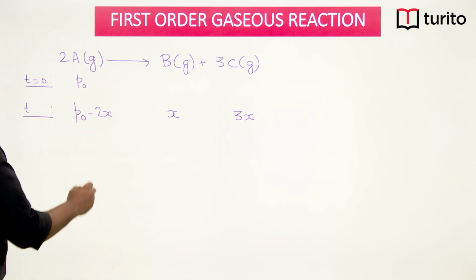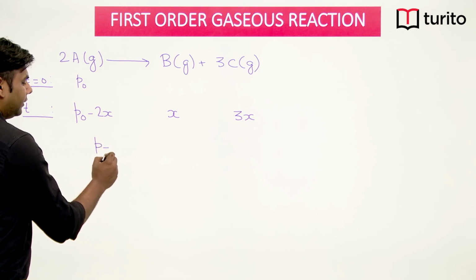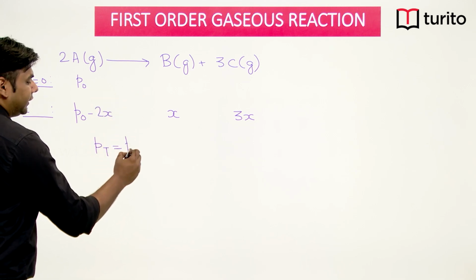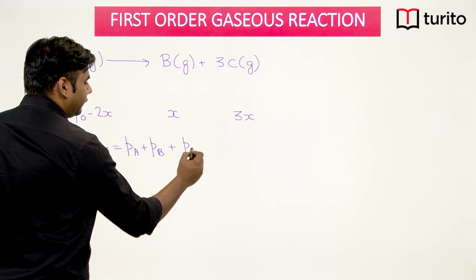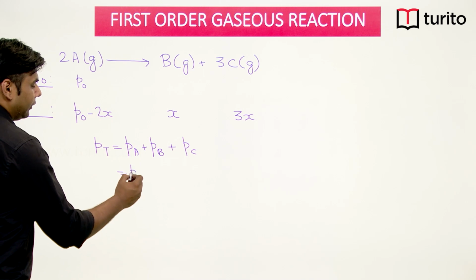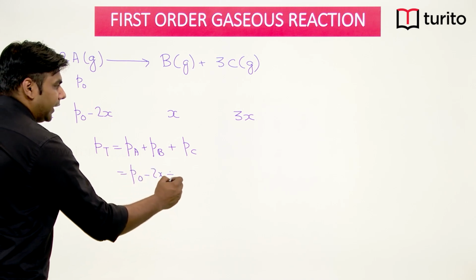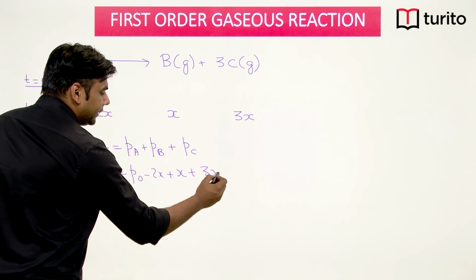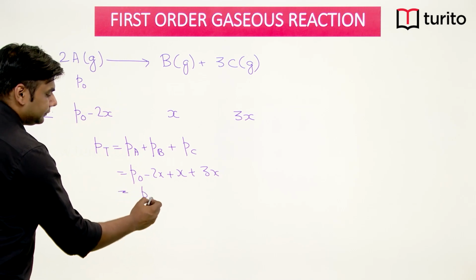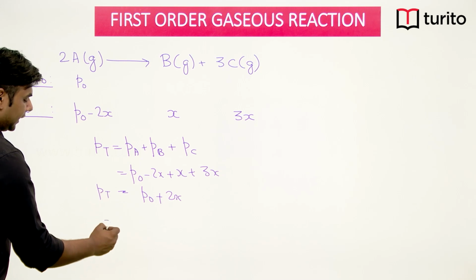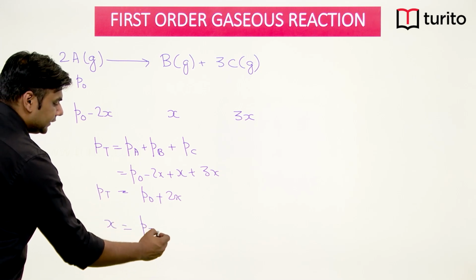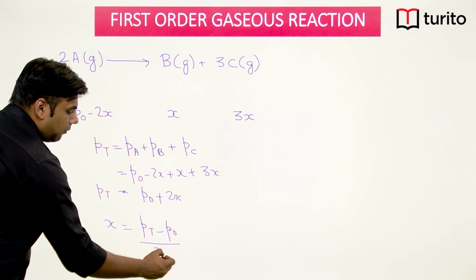So the pressure at time t, because all of them are gases, would be partial pressure of A plus partial pressure of B plus partial pressure of C. So this would be P naught minus 2x plus x plus 3x, which is P naught plus 2x. So again x is equal to Pt minus P naught by 2.